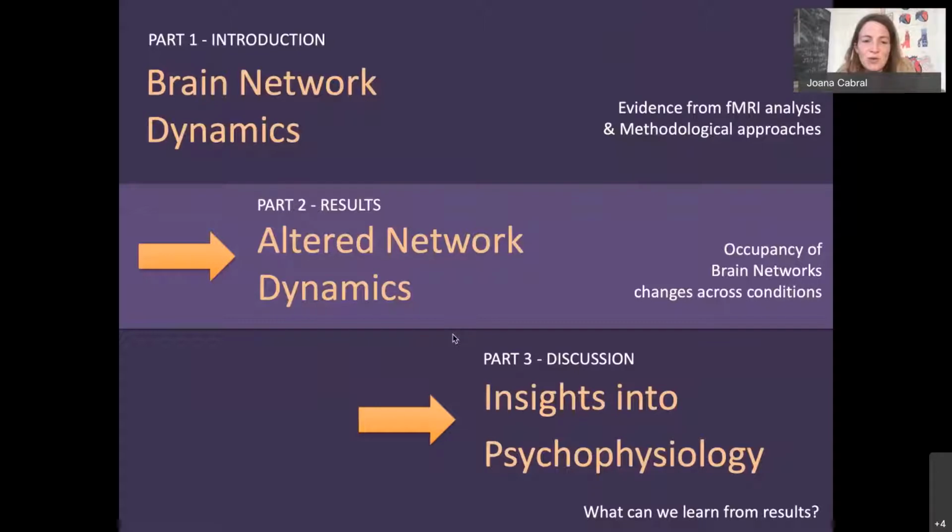I'll start with an introduction to cover a bit of the evidence on brain network dynamics and the methodological approaches that we can use. And then I will show some results that we can detect altered network dynamics in neurological and psychiatric disorders, and how this can bring us insights into psychophysiology, which I like because in a way these networks are what coordinate our thoughts and behavior. So ultimately, understanding which rules govern brain network dynamics can help us understand our mind or consciousness, without trying to be too, while remaining scientifically correct, but getting a bit into the field of psychophysiology is one of my interests.